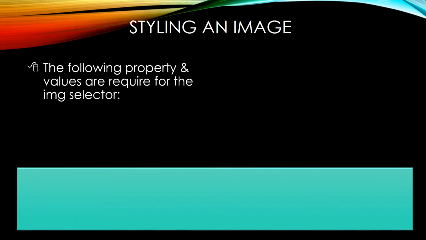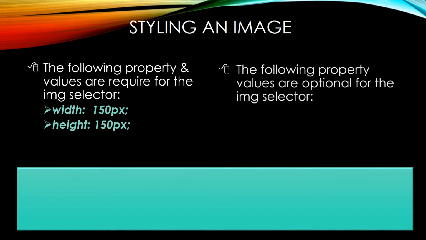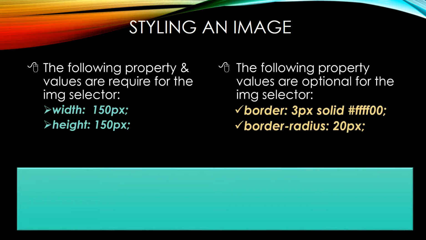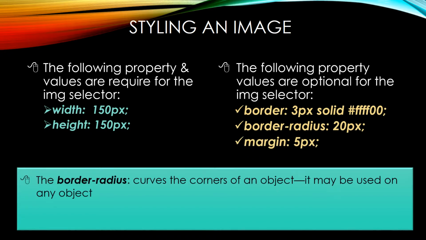Styling an image. The following properties and values are required for the image selector. You need the width and height. The following property values are optional for the image selector: adding a border radius, or margins. The border radius curves the corners of an object. It may be used on any object. It's kind of a neat feature. This is where you're tricking CSS to actually make a circle on an object or on a section. So this is kind of an interesting feature to use.